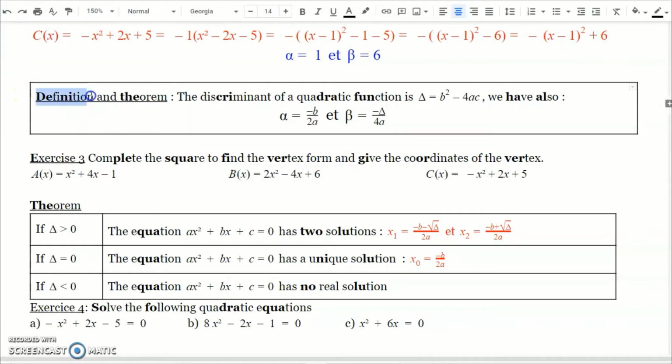Now we have a definition and theorem about the discriminant of the quadratic form. The discriminant is delta equals b squared minus 4ac. And we have formulas for alpha and beta. Alpha is equal to negative b over 2a, and beta is equal to negative delta over 4a.